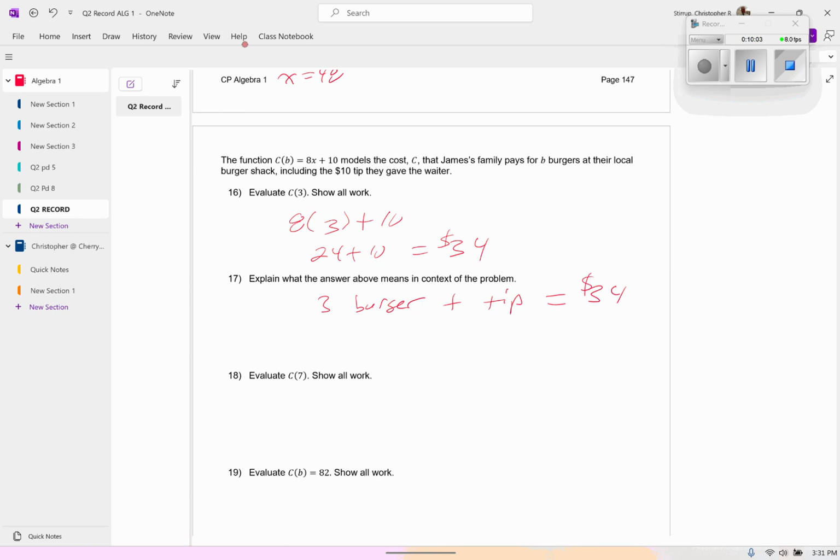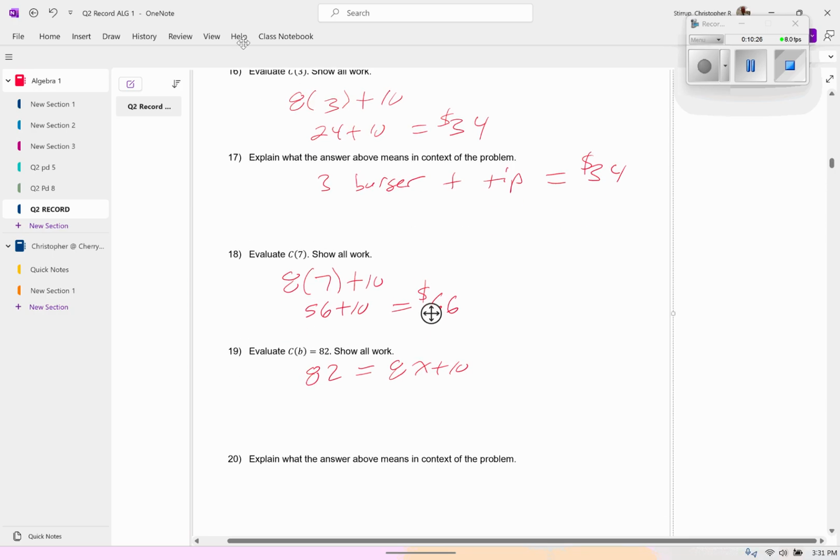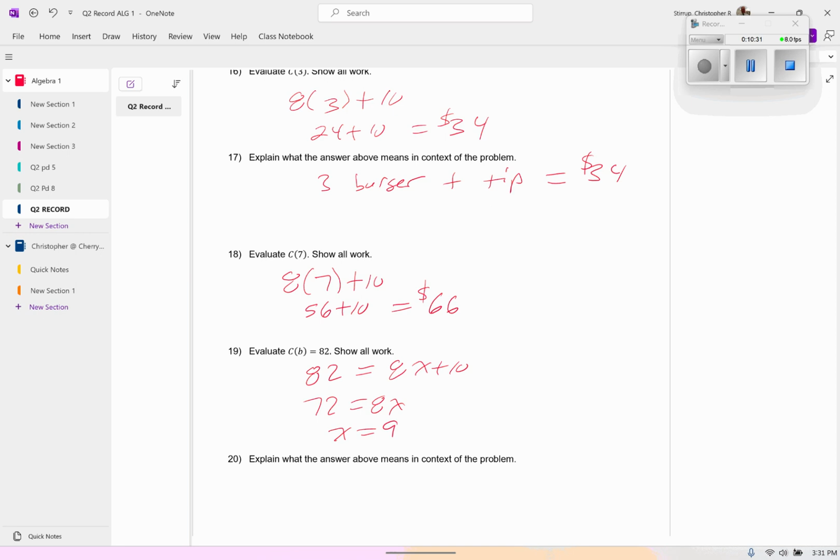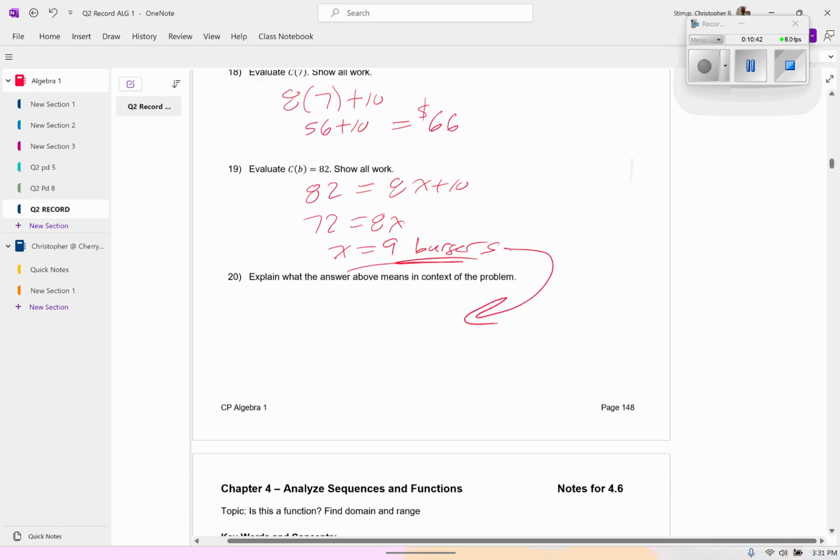Evaluate C at 7. So I'm going to plug 7 in. So that's 56 plus 10, which is 66. Okay, that means they bought 7 burgers and that cost $66. This one, ooh, we have 82. I guess that's the cost of our bill. So we're going to go 8x plus 10. Subtract 10 from both sides, so that's going to give me 72 is equal to 8x. Divide both sides by 8, so x is equal to 9. So 9 burgers bought. Explain what that means. 9 burgers were bought, and it cost us $82, and that included the $10 tip.